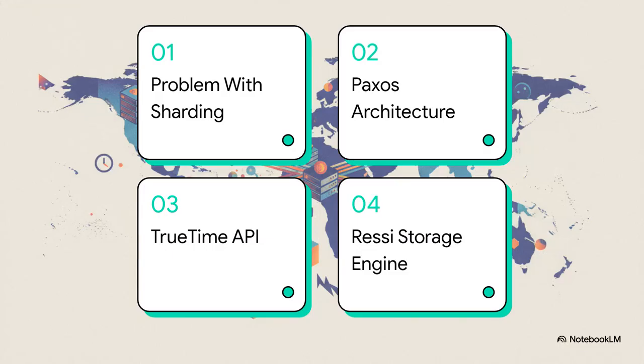We've got a packed agenda today. We'll start with the massive headache of manual database sharding, then jump into Spanner's Paxos architecture, explore how TrueTime masters global consistency, and finally, look at how the Resi storage engine evolved.